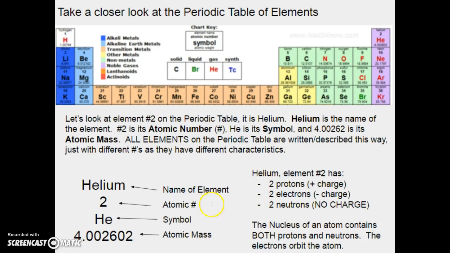The atomic number is going to give us information. It's going to tell us that it has 2 protons, 2 positively charged protons, and 2 negatively charged electrons. And it also has 2 neutrons that have no charge. We'll get into how we get to this in just a moment. The nucleus of an atom contains both protons and neutrons, and the electrons can be found orbiting the atom itself.